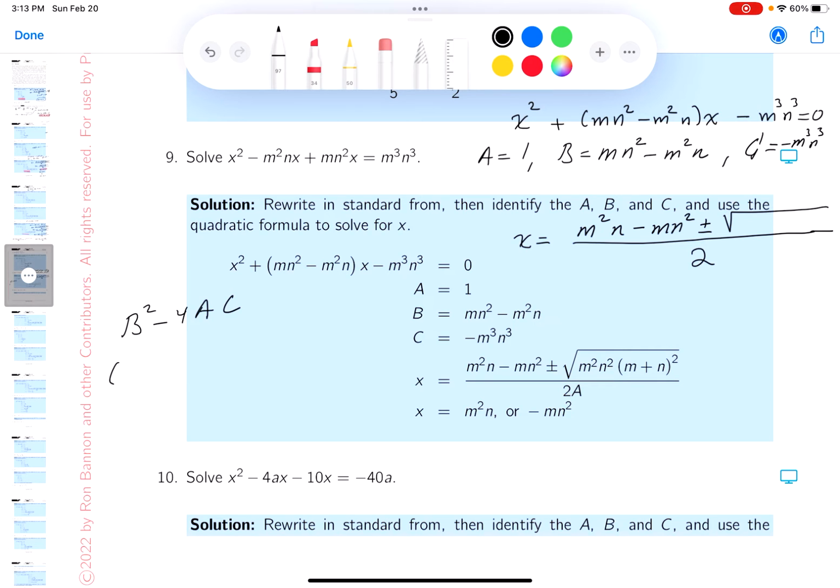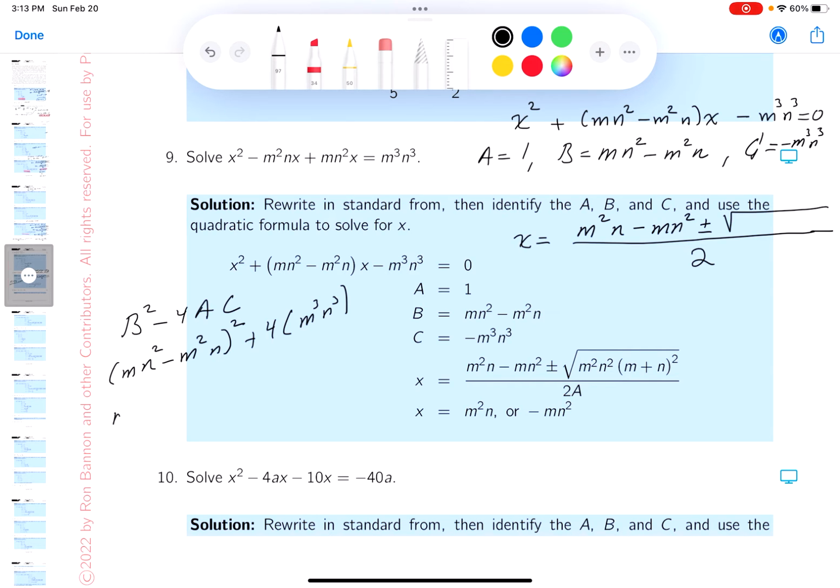So what's the b squared going to be? Mn squared minus m squared n, squared, minus 4 times a, which is 1, and c is minus m cubed n cubed, so I'm going to put a plus sign over here. M cubed n cubed. All right? It looks nightmarish, but let's go through it. What are you going to get?